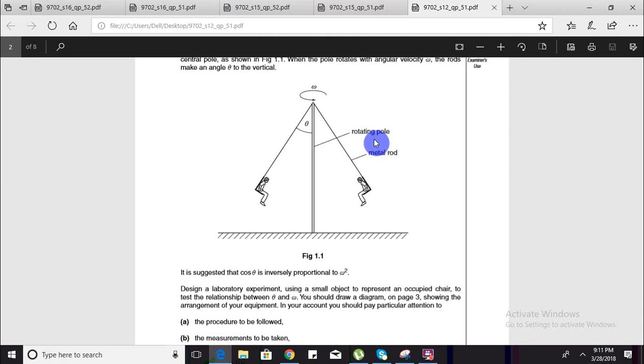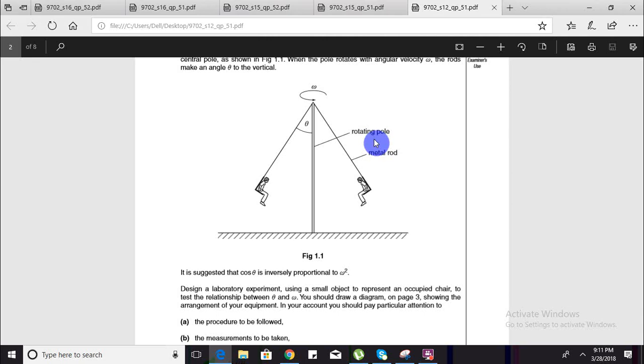That is something you can do to get the value of the angle. Or you may project a protractor onto the whole thing and read off the value that way. And one thing you can do is to let the operator stabilize before you take the value of theta, so that theta is a constant, and for each value of omega you can take theta several times and then take a mean of your readings.